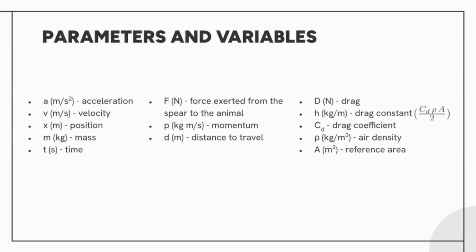All parameters and variables are measured in standard SI units. Note that the reference area, capital A, refers to the surface area of the spear being affected by drag due to air resistance. Also note that the drag coefficient, C sub D, has no units.